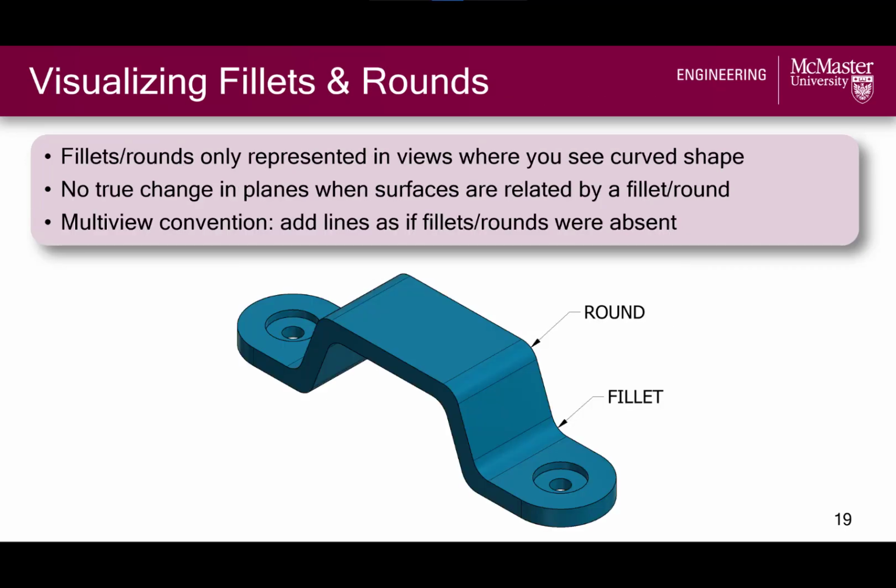Other depictions of features that you should be aware of is the depiction of fillets and rounds. Recall that a fillet is the inside rounding and a round is an outside rounding on a cast, forged, or plastic part. These are both represented in views where you can see the curve shape, and they are represented as a single line or an edge in other views.